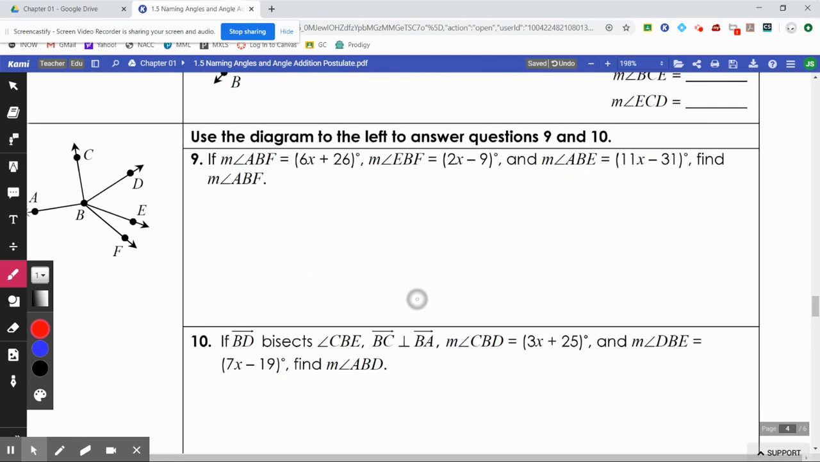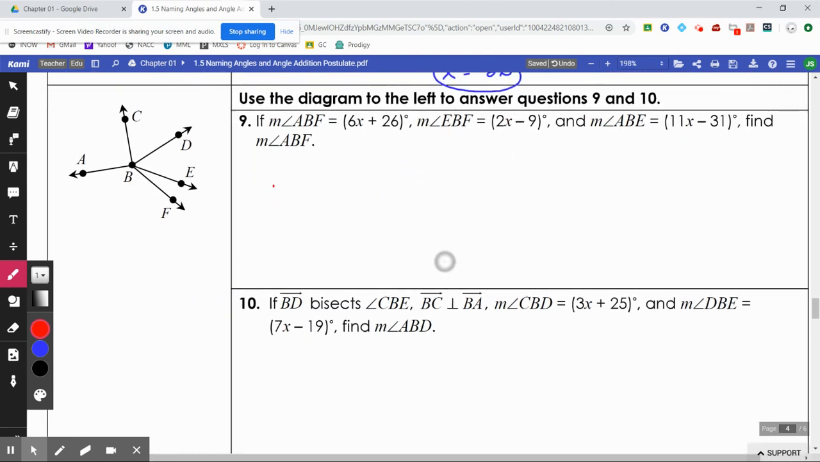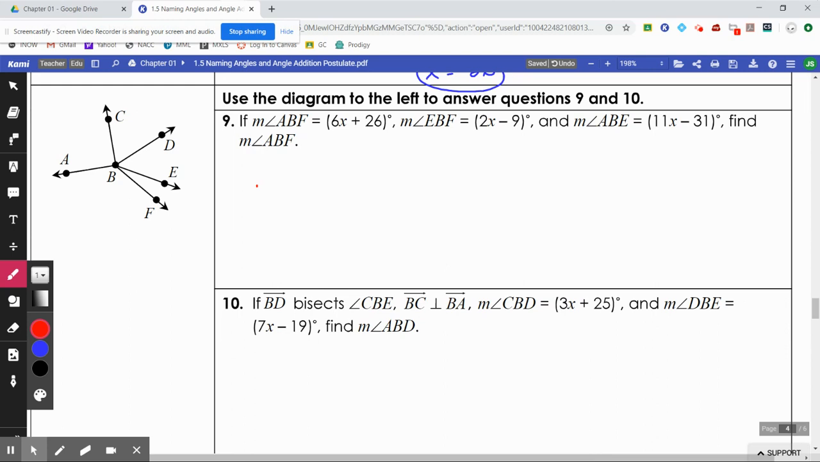Use the diagram at the left, let me zoom out, to answer questions 9 and 10. So ABF, let me find that. Here's A to B to F. And EBF is E to B to F, which means if I add ABF to EBF, I should get ABE, which is our third angle. So if I add ABF, which is this angle, plus EBF, which was this angle, then I should get ABE, which is 11x minus 31.